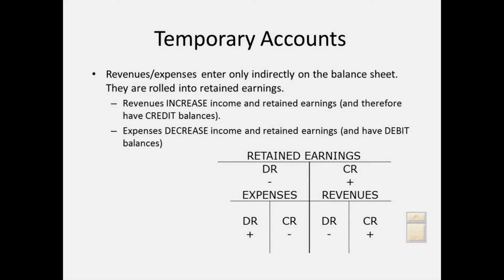As an expense, as you have more and more expenses, what's happening to income? The higher your expenses are, the lower your income, okay? And if you reduce your income, is that a debit or a credit to retained earnings? To reduce your income, it's a debit, right? So you can see, expenses going up means retained earnings is going down. Revenues going up means retained earnings are going up.